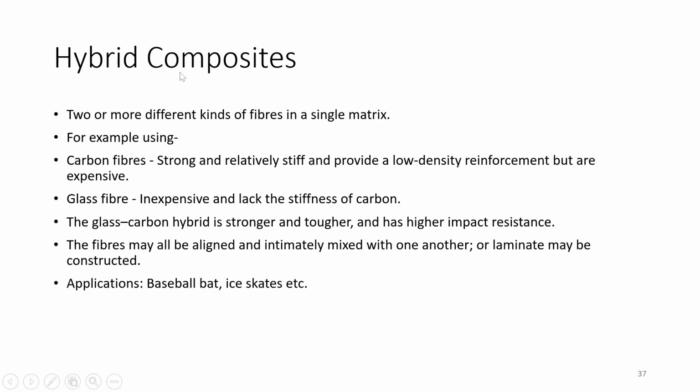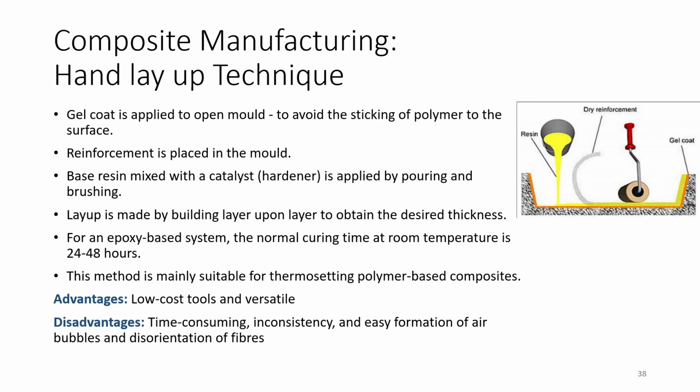In case of hybrid composites, two or more different kinds of fibers in a single matrix are used, and these are the examples that we talked about. Now, the manufacturing processes of composites. First is the hand layup technique.